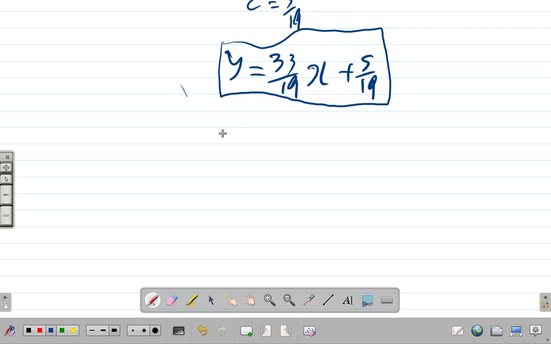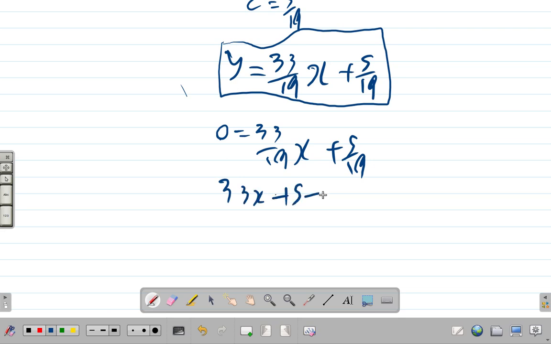So in this case now, when y is 0, 0 equals 33/19 x plus 5/19, right? Multiply everything by 19. 0 times 19 is 0. And 19 would cancel itself here and here as well. So you have 33x plus 5 equals 0. So 33x is equal to minus 5, so x would be minus 5 divided by 33. That's where it crosses the x-axis.